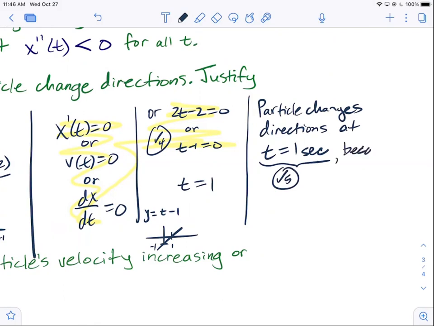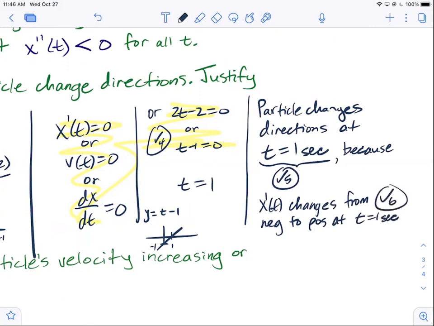Okay, comma, because or since, either one, because x prime of t or v of t, whatever you called it, right? X prime of t or v of t or dx/dt changes from negative to positive at t equals 1 second. Okay. And that'll be the 6th check. So remember, you can't just say it changes signs. You got to say how it changes. College Board wants to know, and so do I, how it changes. Okay.